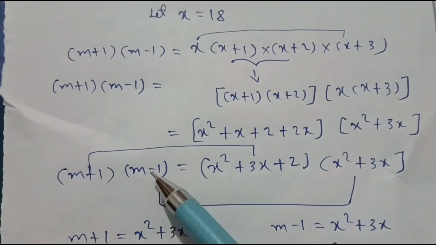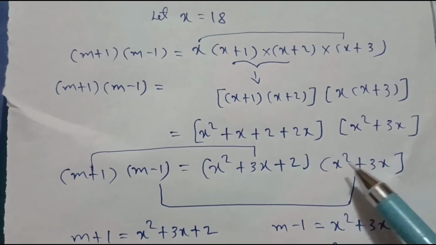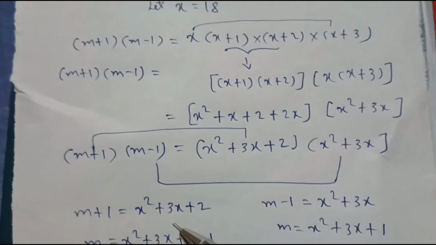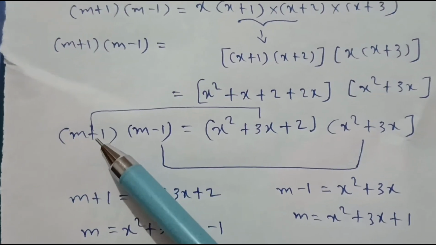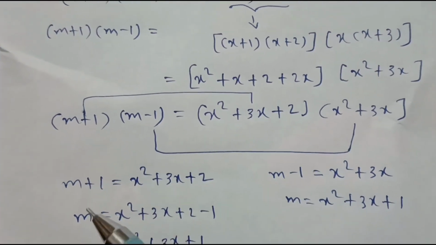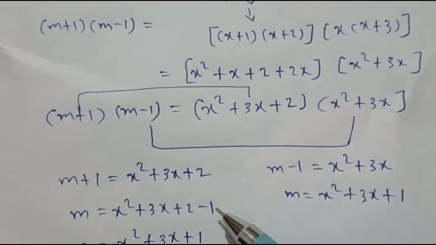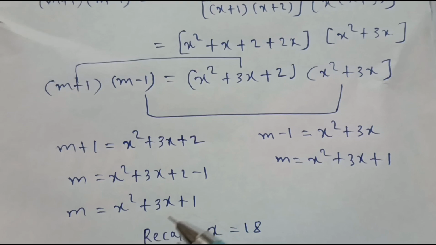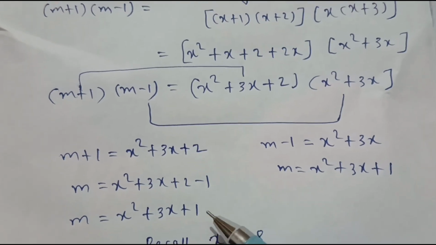You have to take m minus 1 is equal to x square plus 3x as one equation, and m plus 1 is equal to x square plus 3x plus 2 as another equation. First take m plus 1 is equal to x square plus 3x plus 2. Shift plus 1 to the right hand side, it becomes minus 1. Therefore, 2 minus 1 is 1. Therefore, m is equal to x square plus 3x plus 1.